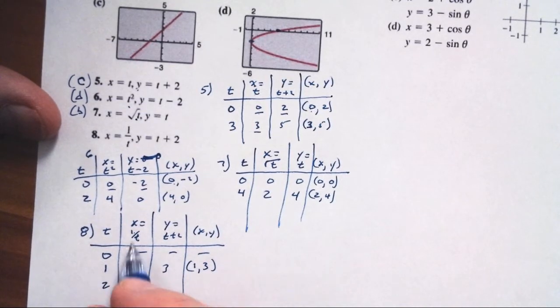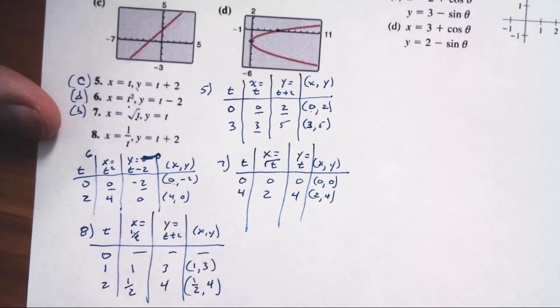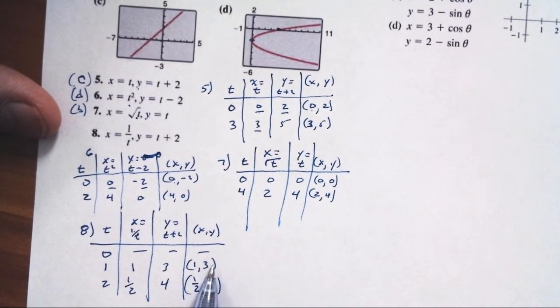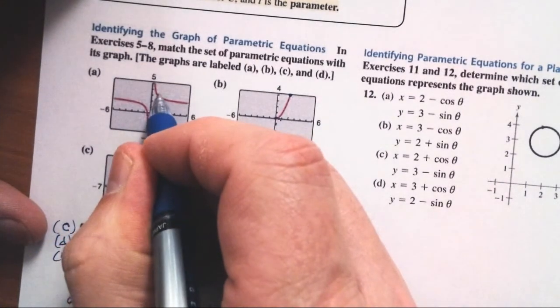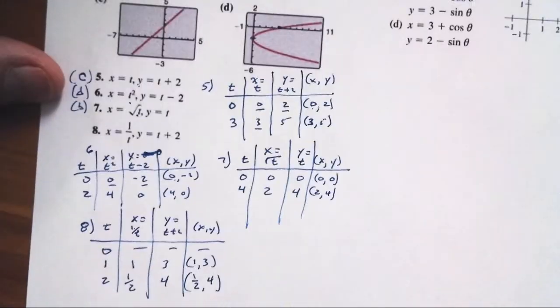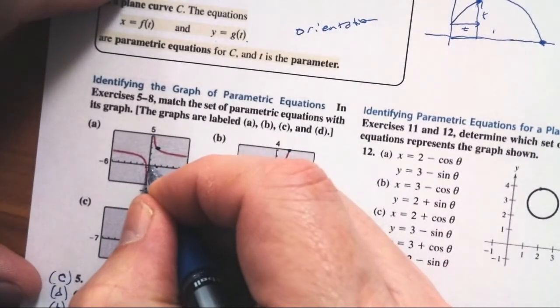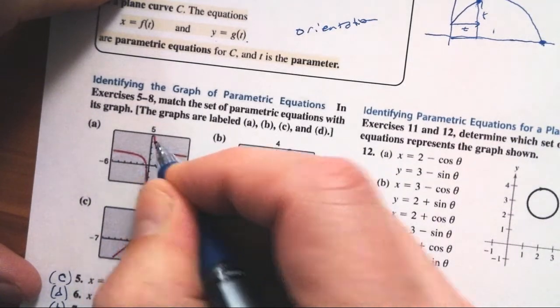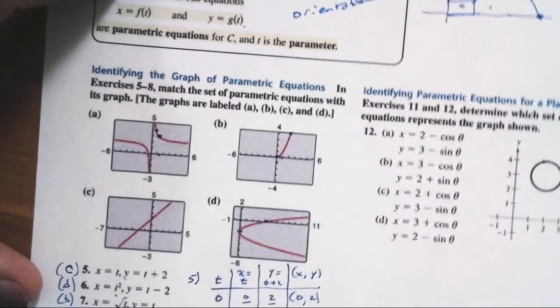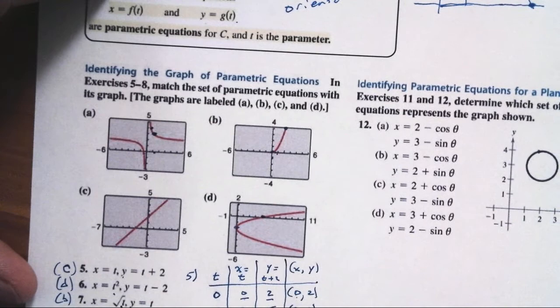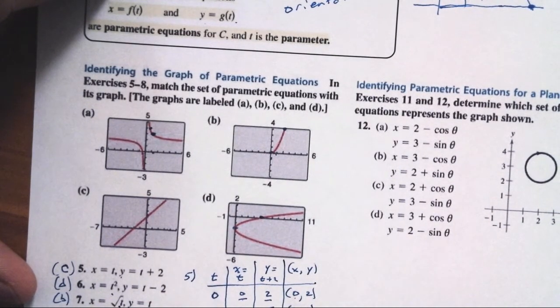And I'm going to pick 2, and I get 1/2. 2, I get 4. So 1/2, 4 should appear to be on the graph. Let's take a look. 1, 3 appears like maybe it's on the graph. 1/2 takes me up to 4, and that at least seems reasonable and would not seem reasonable on any of the other graphs. So I am going to say that number 8 is A.